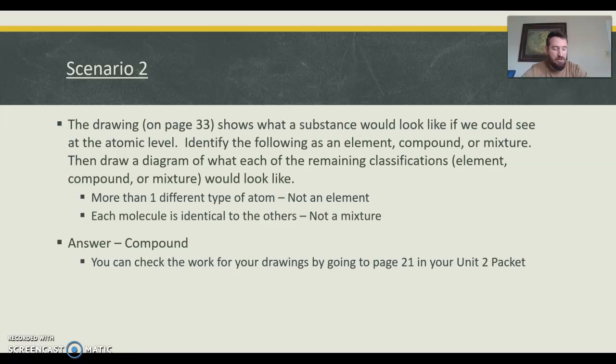So by looking at this picture, I can tell that there is more than one different type of atom. You can see that the different circles have different colors and marks and lines in them, showing that they are different atoms or elements. So it's not an element. It's not all the same type of atom. Each of those individual molecules is identical to the others, so that eliminates the possibility of mixture. In a mixture, you would see different combinations of compounds and elements. So our answer is definitely compound.